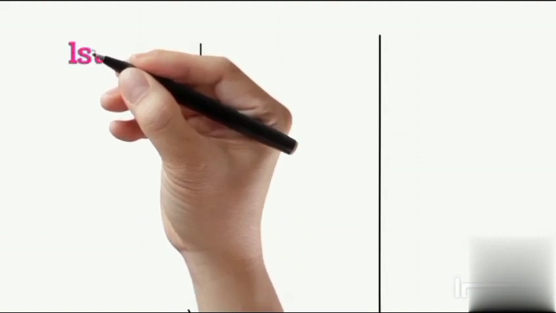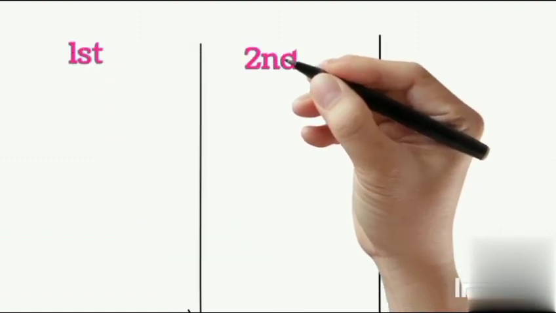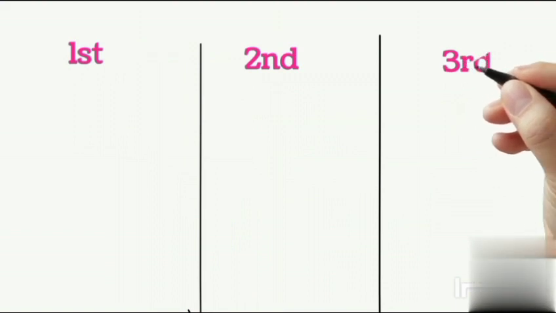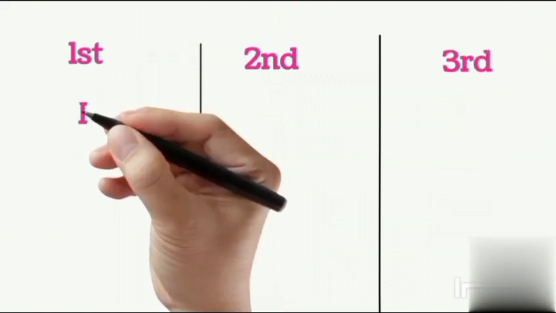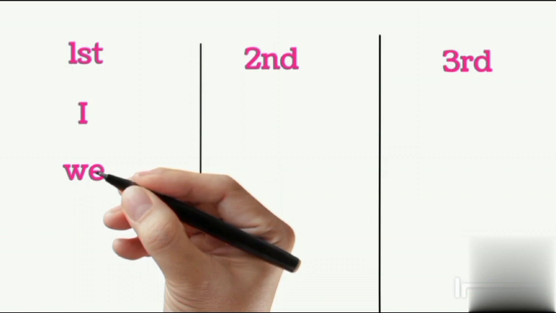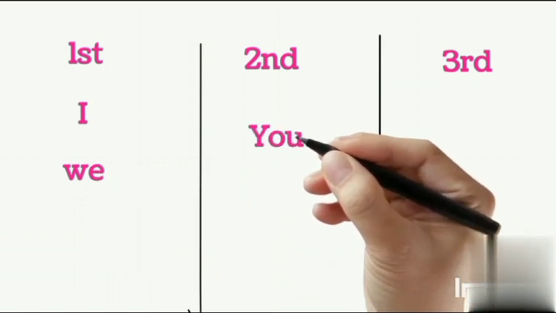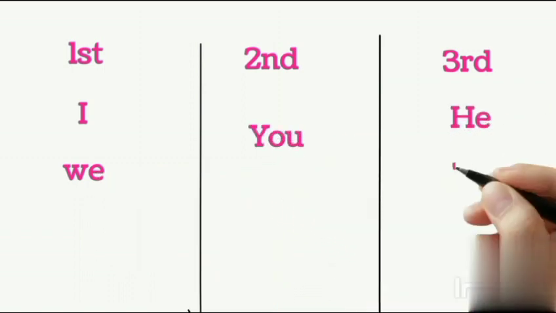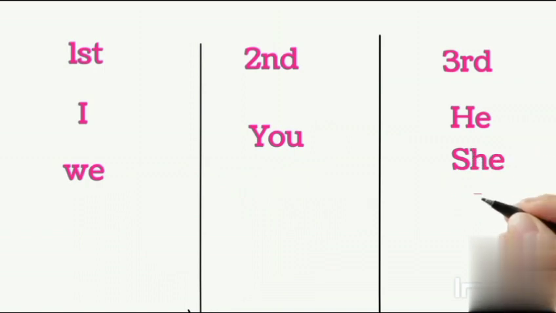Here is a flow chart you can see, and you have to memorize it. You have to see it before analyzing the structure of the sentence. You must be familiar with these pronouns.